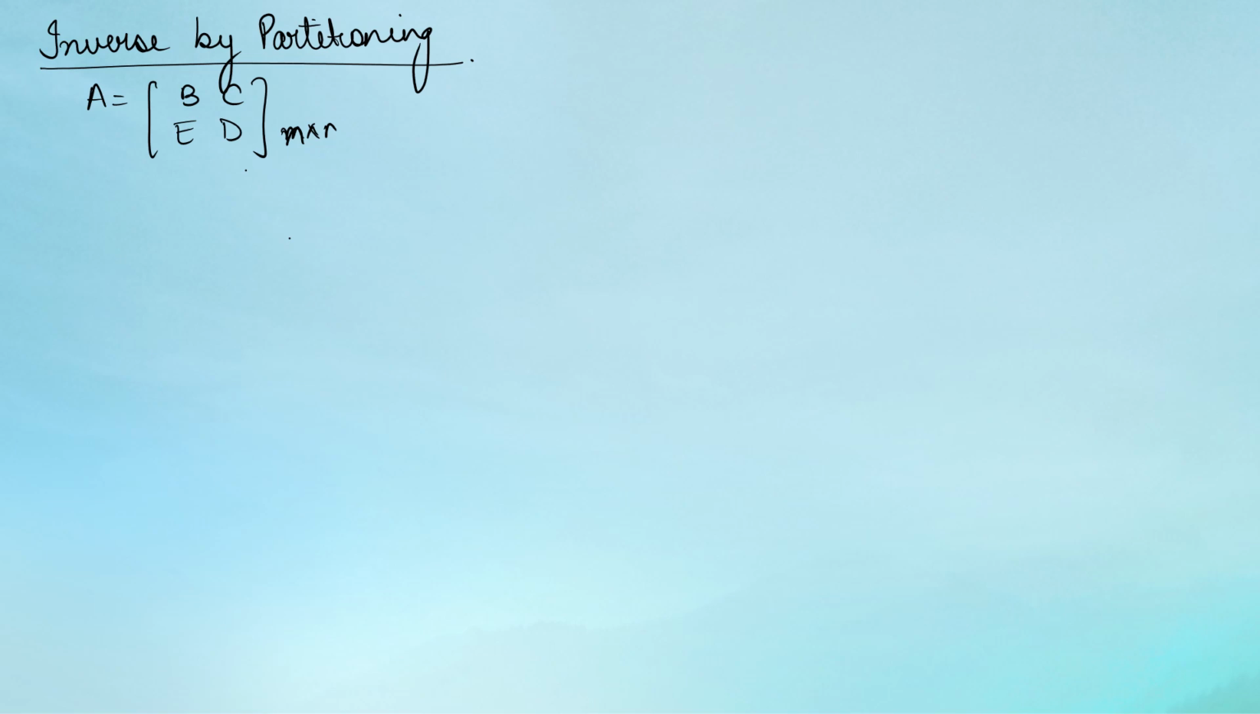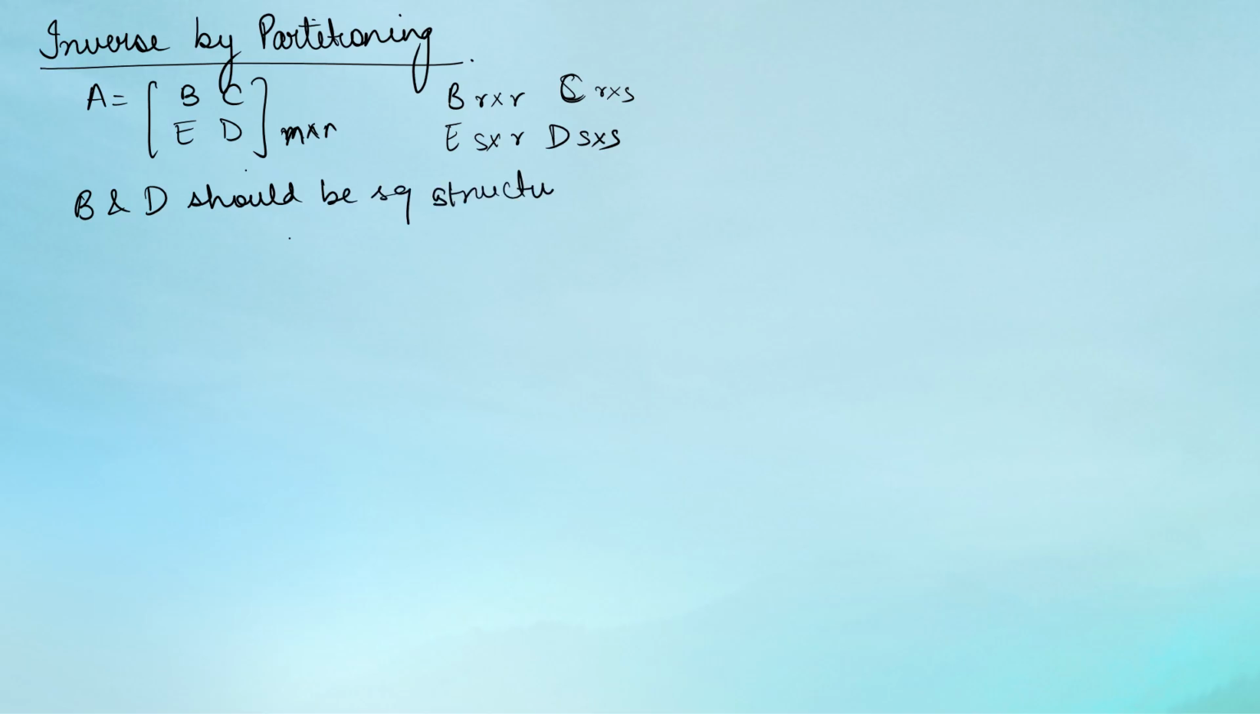Now, in order to have a block diagonal matrix, we would have this in the form, this will be the order, basically. Roughly, we can say S cross S. Now, B and D should be a square structure. N is equal to R plus S.